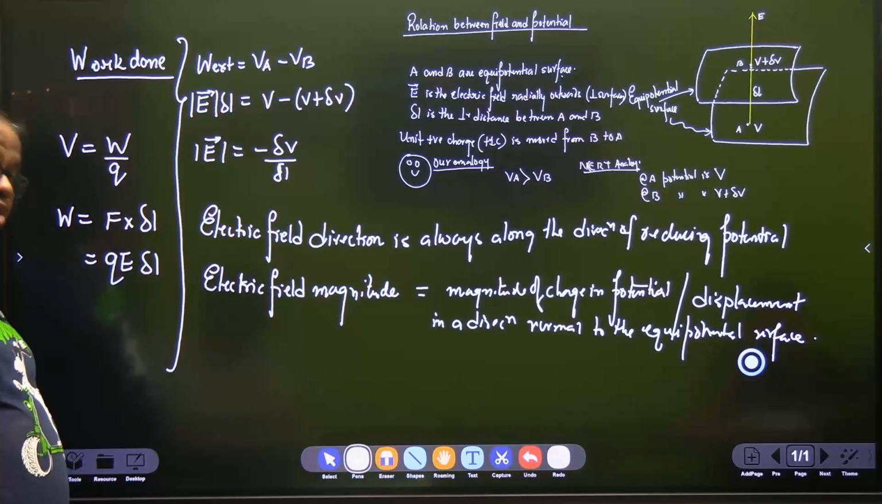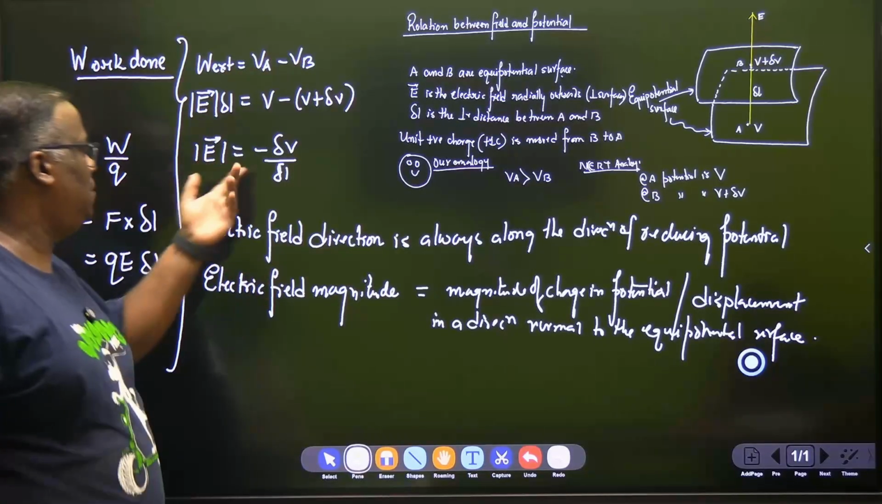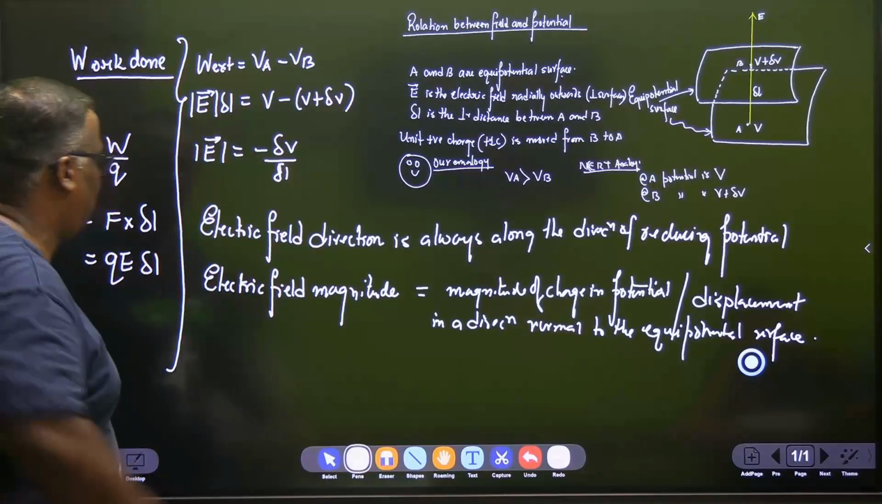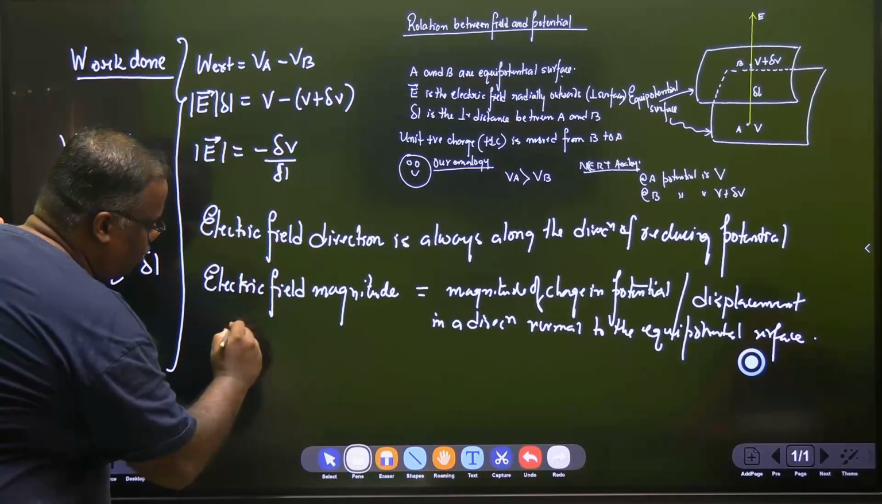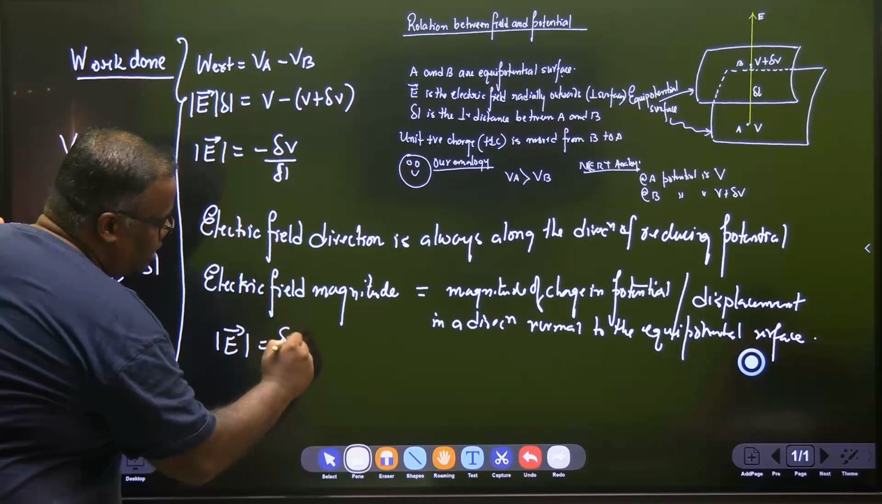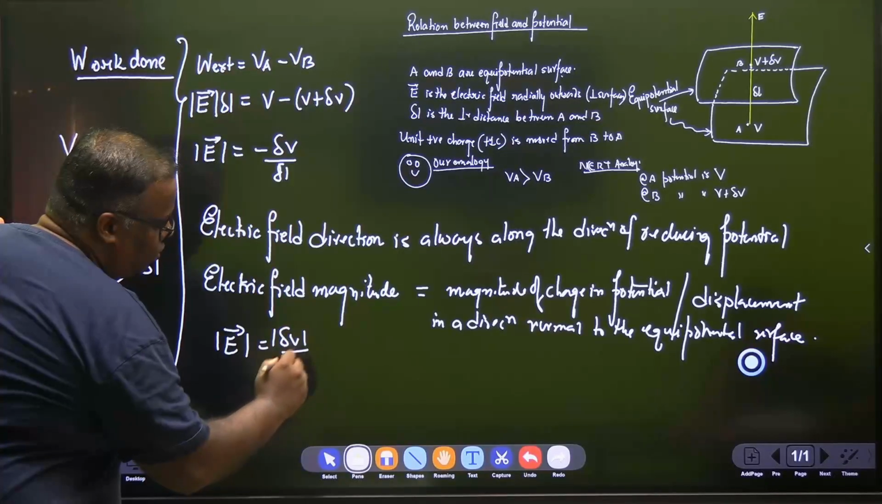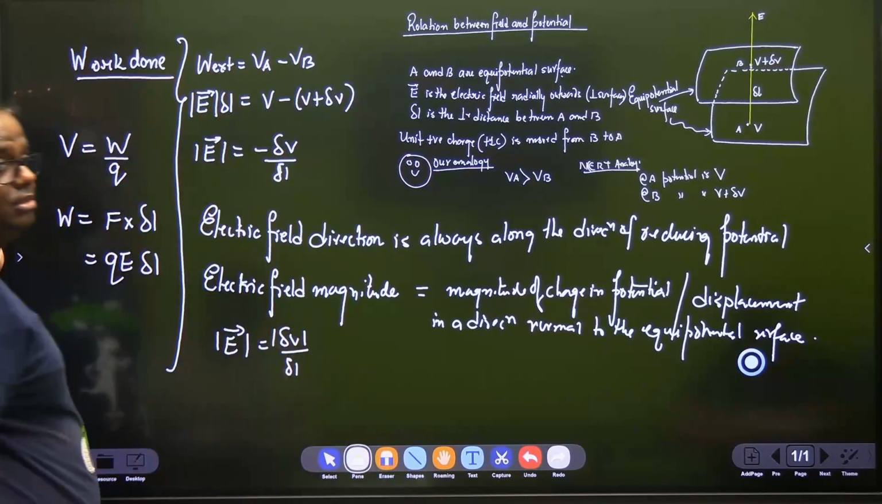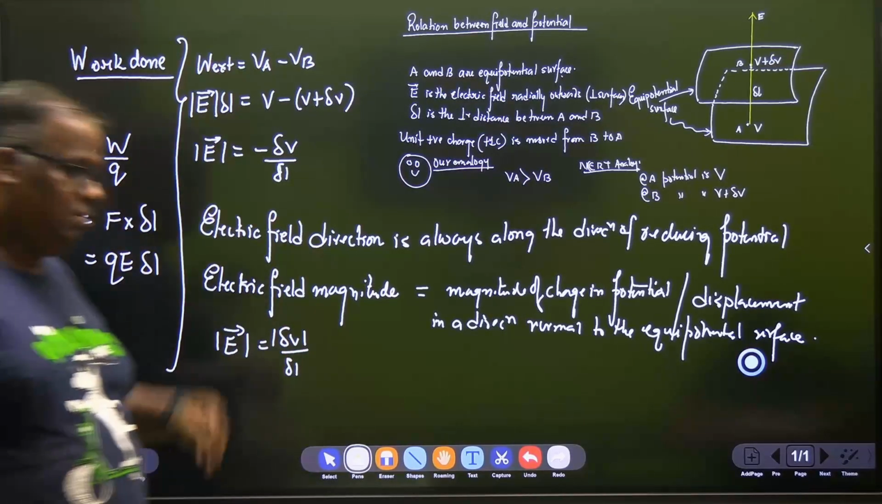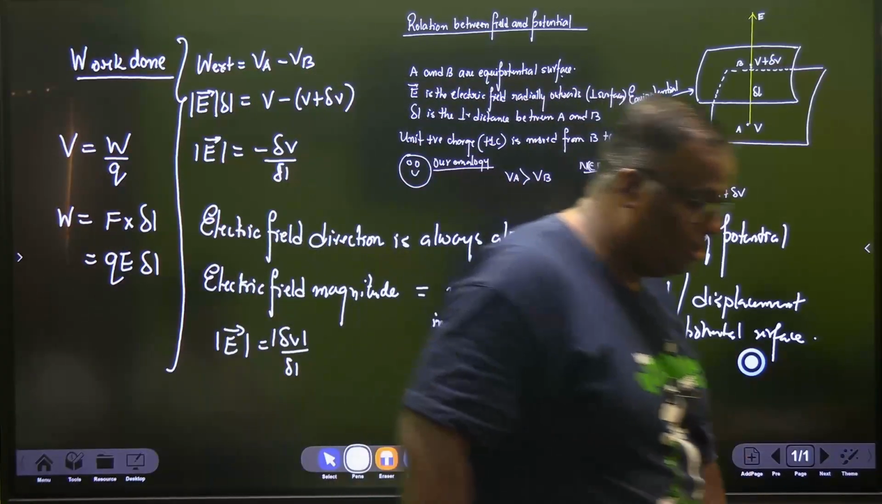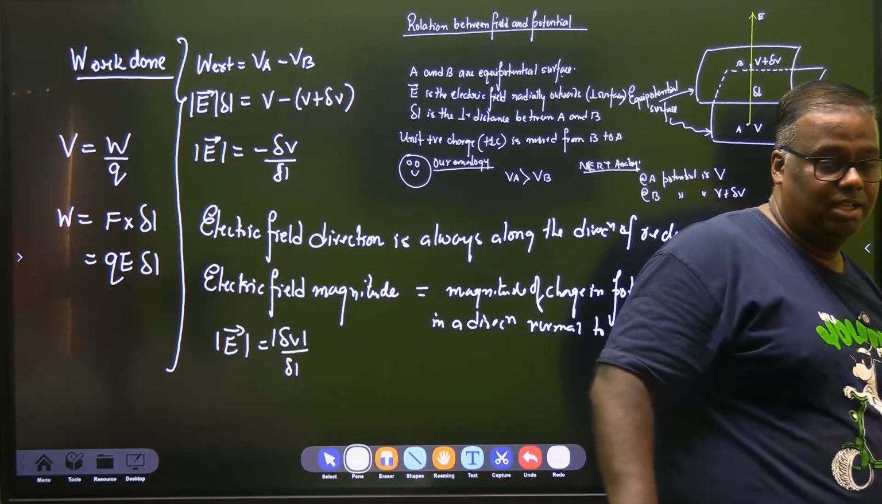Electric field magnitude. Magnitude means, though we have shown it as negative dV by dL, when you calculate the electric field magnitude, you can simply calculate it as the magnitude of dV divided by dL. Acha, bacha, have you understood this or not? Let us see it once again. Have you written?